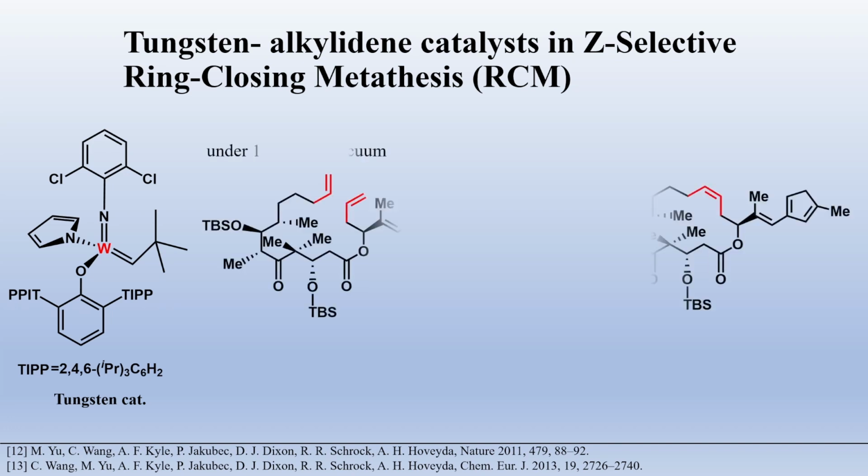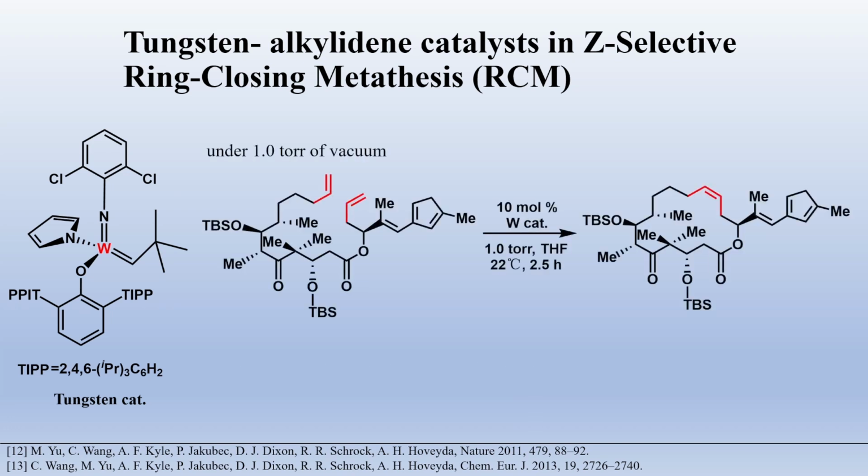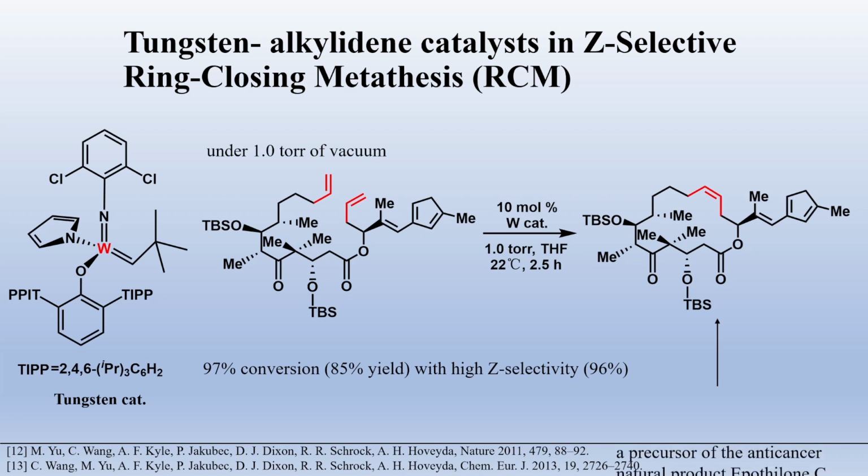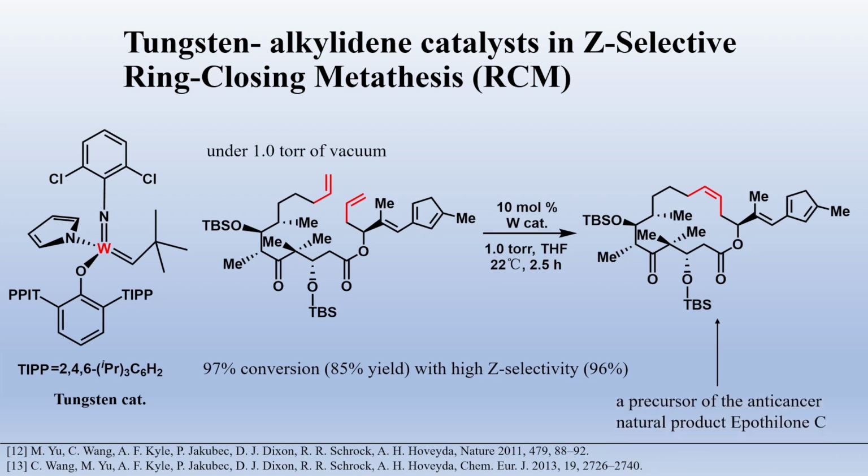Here we have a catalyst with a different central metal atom than the common ones, which is tungsten. Treatment of the reactant with a tungsten alkylidene catalyst under 1.0 torr of vacuum led to the formation of a macrocycle product, a precursor of the anti-cancer natural product epothilone C, with 97% conversion, 85% yield, and high Z selectivity of 96%.